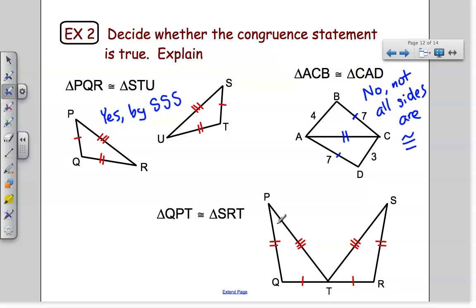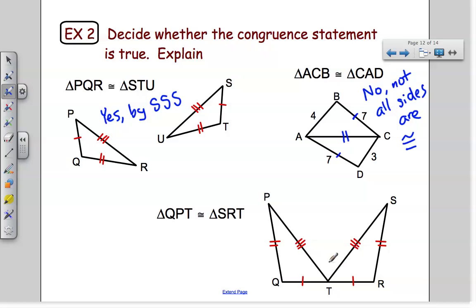Alright, what about here? We have triangle QPT and triangle SRT. Are they congruent? And initially you might say, oh look, these sides are congruent, these sides are congruent, these sides are congruent. Yes, side, side, side, no problem. But remember to check the congruence statement. Is it written correctly? Triangle QPT. Q to P to T. So they did the 2 tick mark side, 3 tick mark side. Triangle SRT. SRT. They did the 2 tick mark and 1 tick mark.